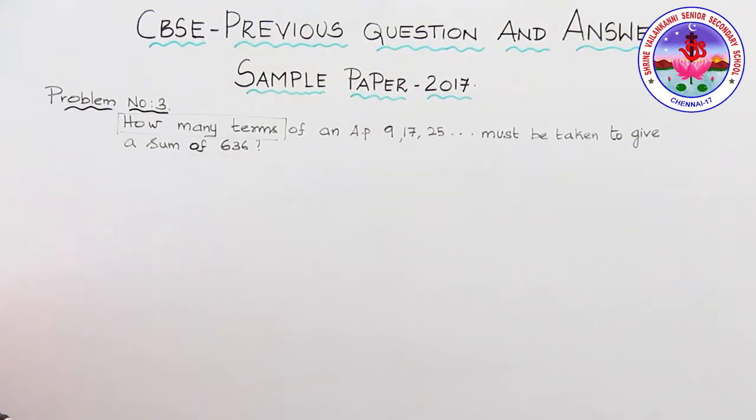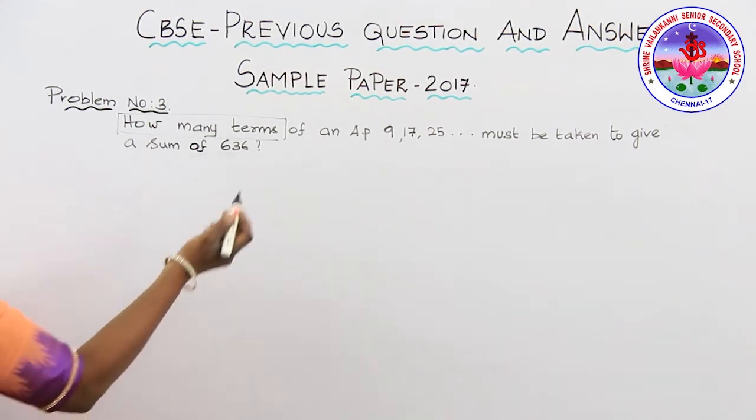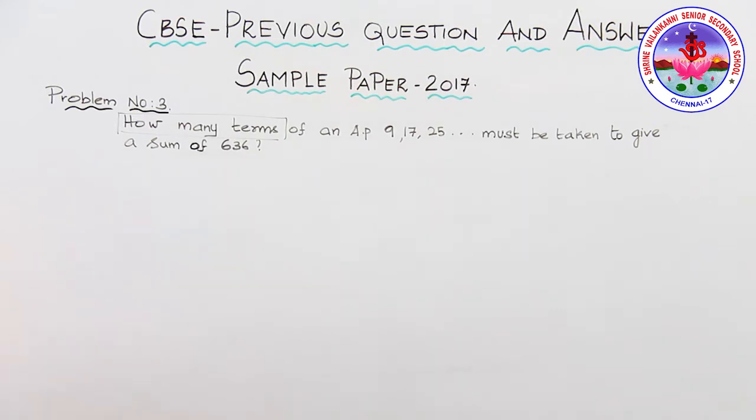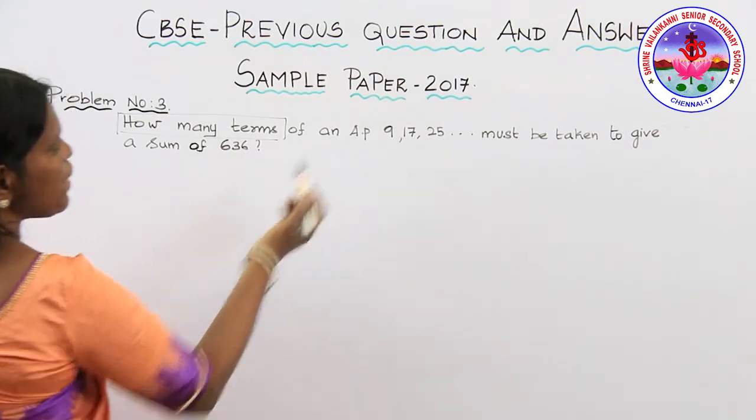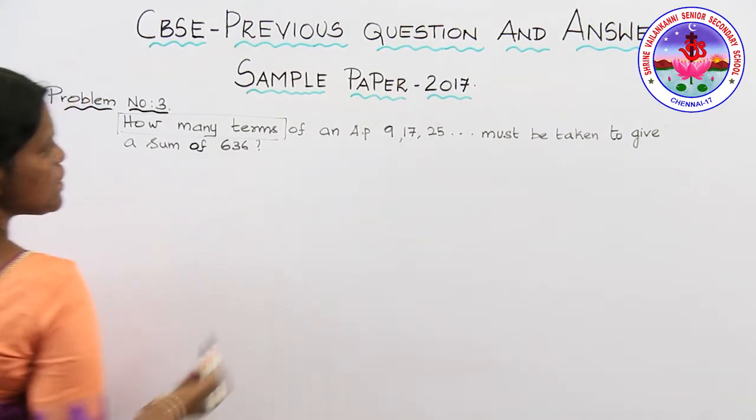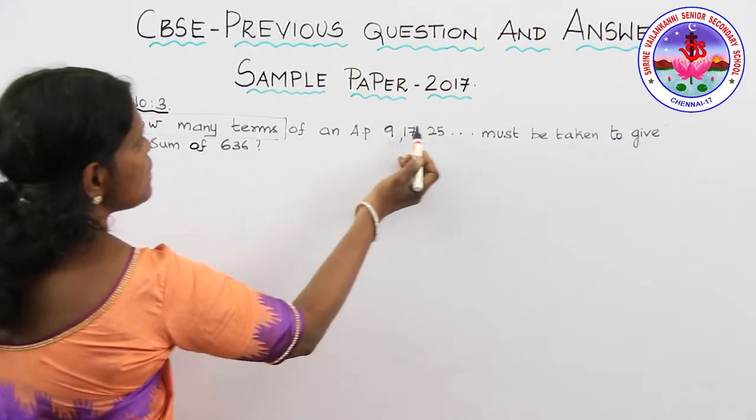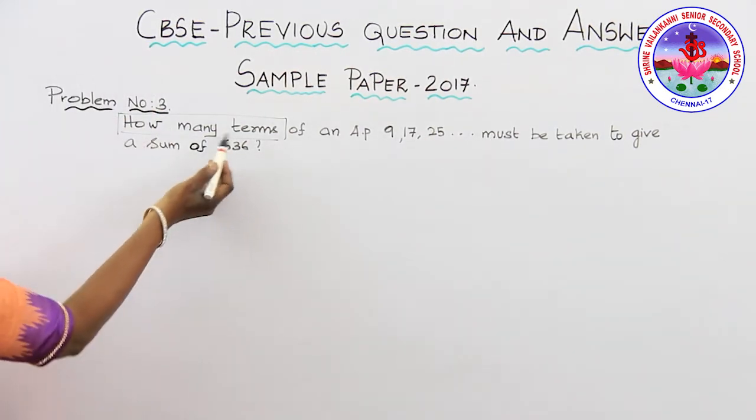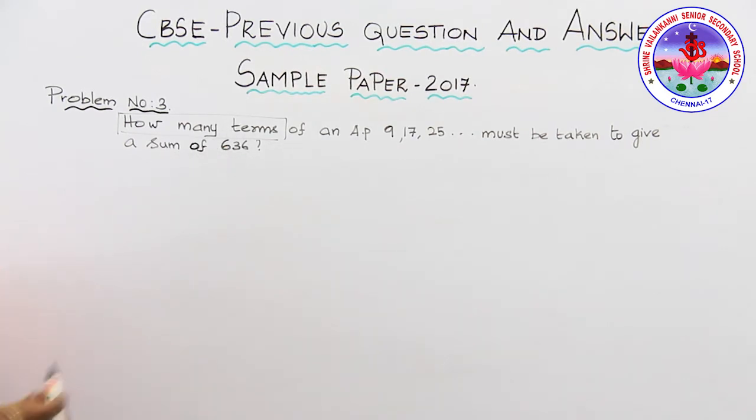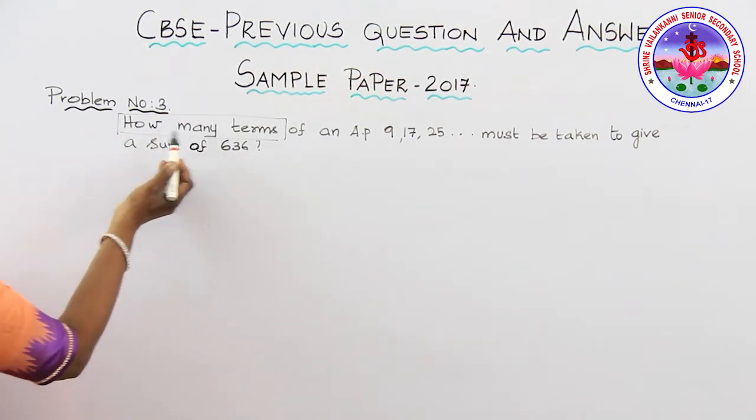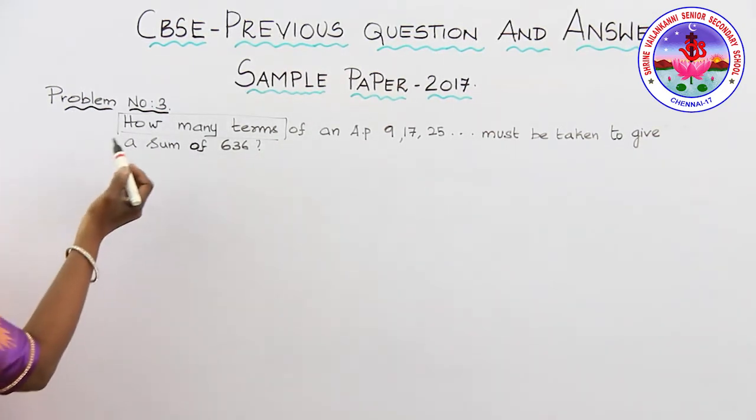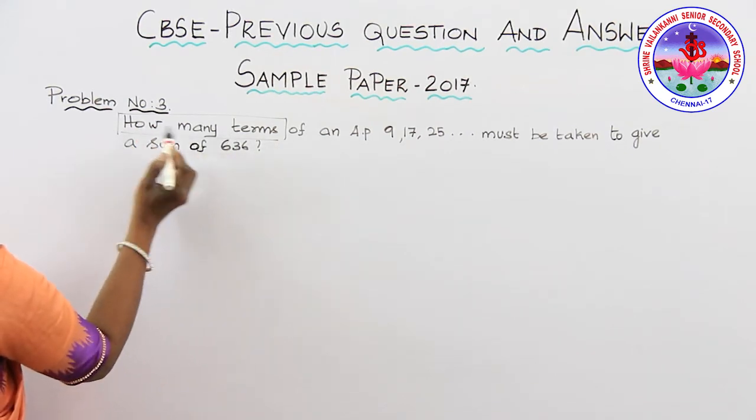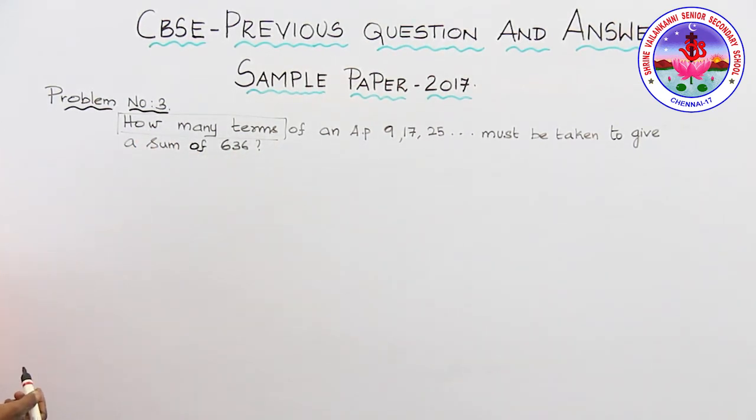Third problem. How many terms of an AP 9, 17, 25 and so on must be taken to give a sum of 636? So this problem belongs to the arithmetic progression. He has given the sequence and he is telling you that he has taken some numbers whose sum gives a total of 636. He needs to find out the number of terms taken to give a sum of 636. If you see the problem, how many terms, remember that you need to find out your n value.